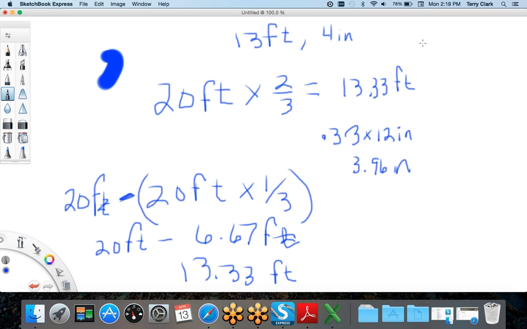Anytime you have a part of a foot, you can just take that part, which in this case is 0.33, and multiply it by 12. Because in 1 foot, there are 12 inches, and in 0.33 feet, there is 3.96 inches or 4 inches. Okay, so that's that part. Let me clean this up.